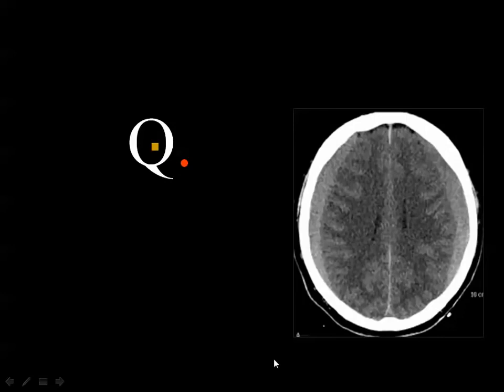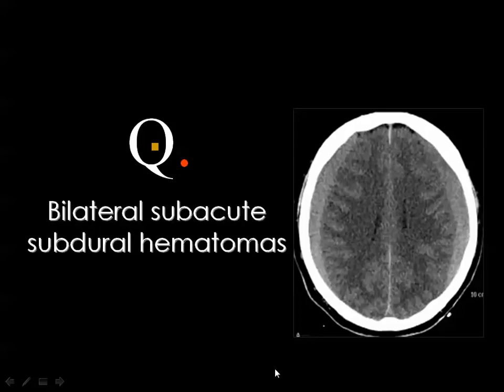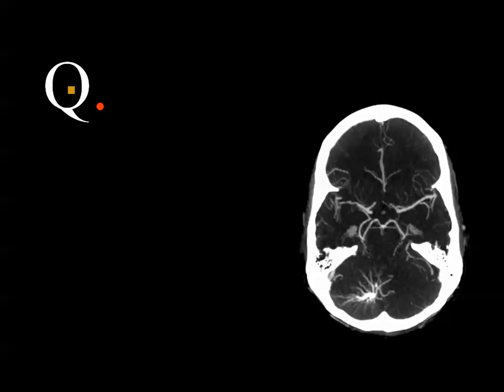CT scan of the brain, axial image, soft tissue window without intravenous injection, showing bilateral subdural collections of relative isodensity to the brain parenchyma, diagnostic of subacute subdural hematomas. Okay. Yes, very good.